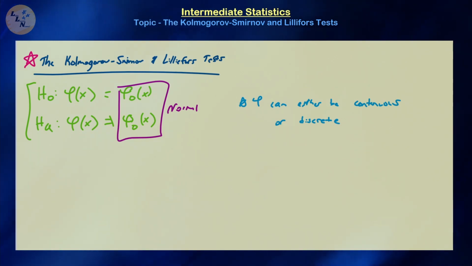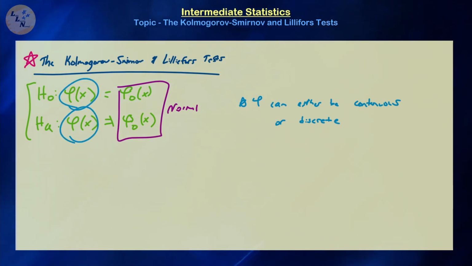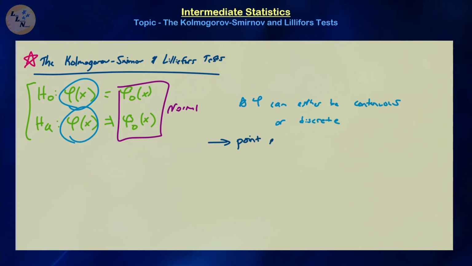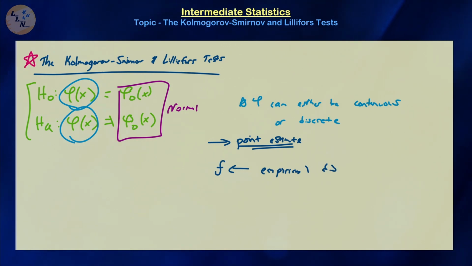So since we're estimating a population distribution and that population distribution is called phi, what do we need? Usually when we're doing hypothesis testing, we need a point estimate. Right? So what is a point estimate for a distribution? We're going to be calling the point estimate f, where f is going to be referred to as the empirical distribution, which typically is going to be a discrete distribution, regardless if we're trying to approximate a continuous or discrete distribution.